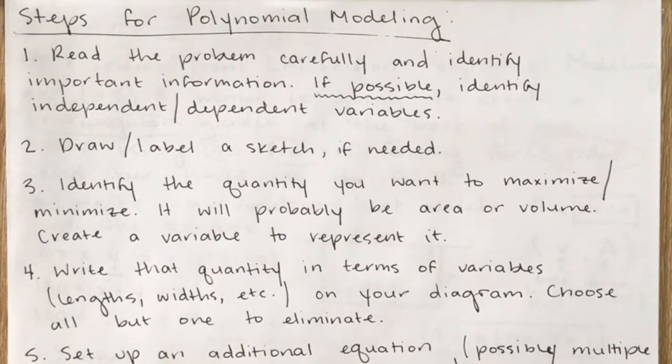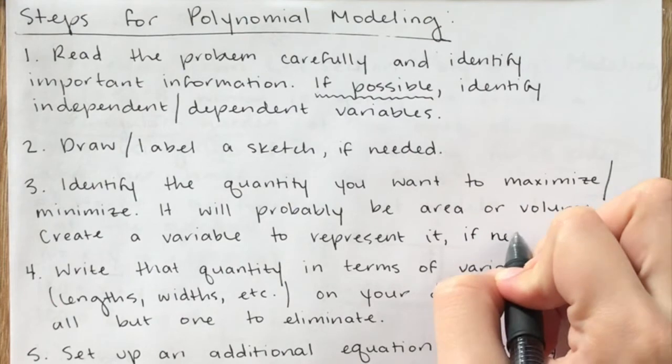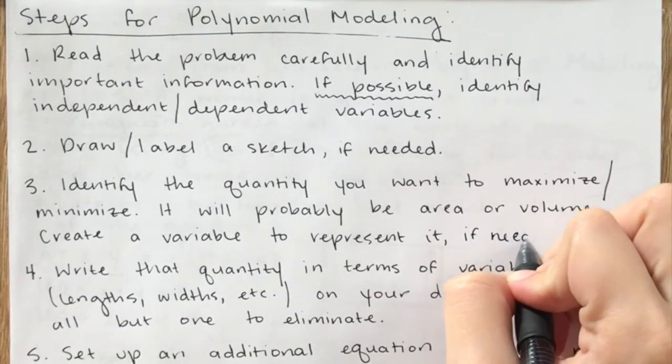Next, we want to draw and label a sketch if needed. Again, sometimes they'll give you a sketch, sometimes they won't. If they don't, I highly recommend drawing it out and labeling with the information that we know. Next, we want to identify the quantity that we want to maximize or minimize. It'll probably be area or sometimes volume. And we want to create a variable to represent it. Again, that is if we didn't need to before. I'm going to add that in: create a variable to represent it if necessary, if needed.